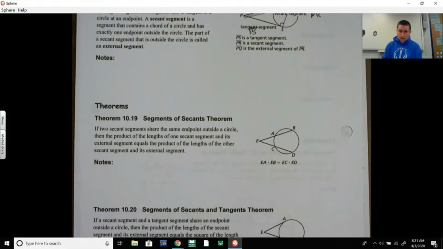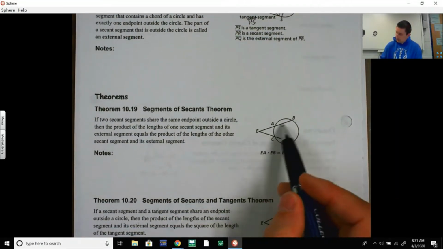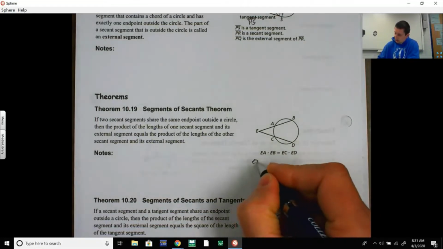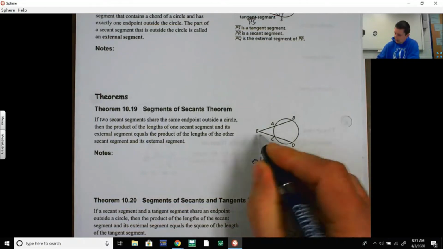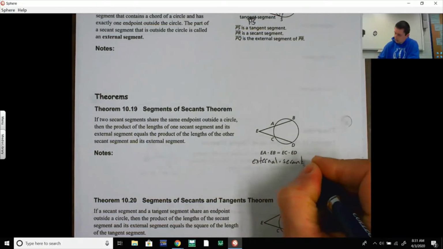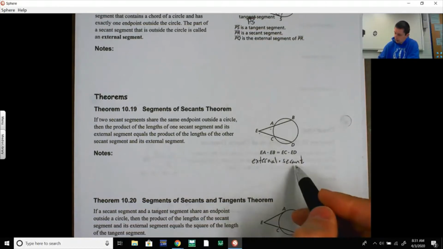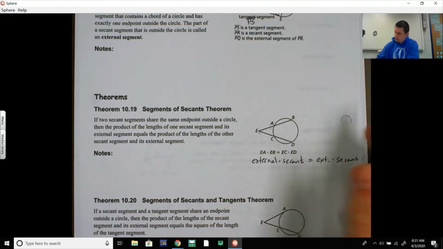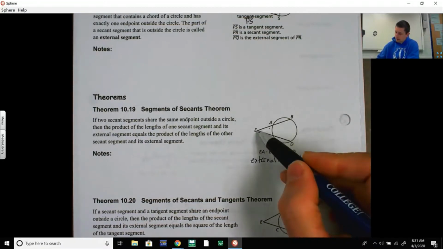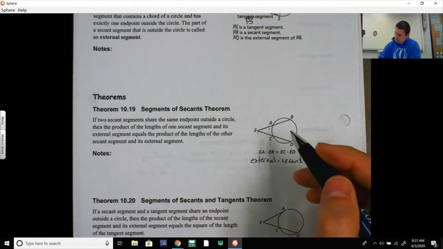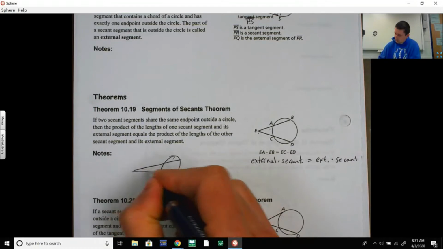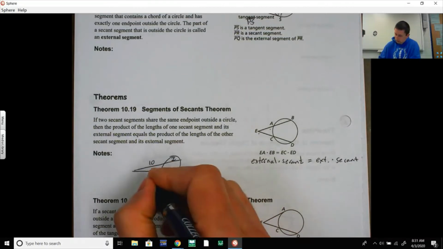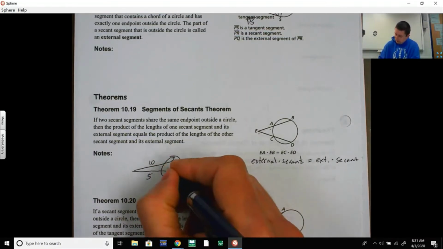So how that works if you have two secants, you take the EA, that is the external, you take the external segment times the secant segment. So EA times EB, external times secant, has to equal the external times the secant. So EA times EB equals EC times ED. So if we put some numbers to this, let's say this is 10, this is 2, this is 5, not drawn to scale, and this is X.